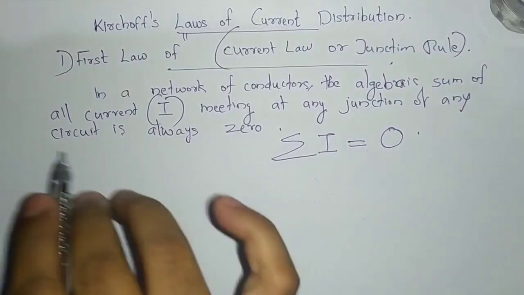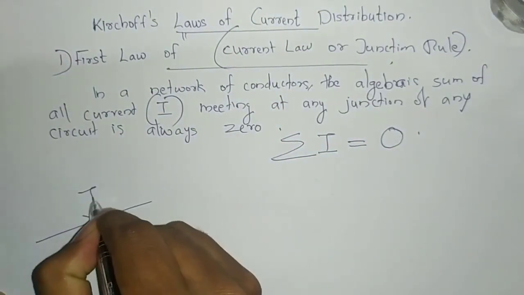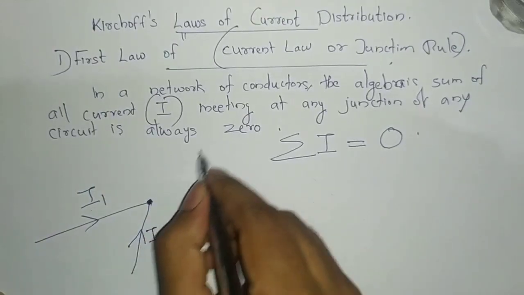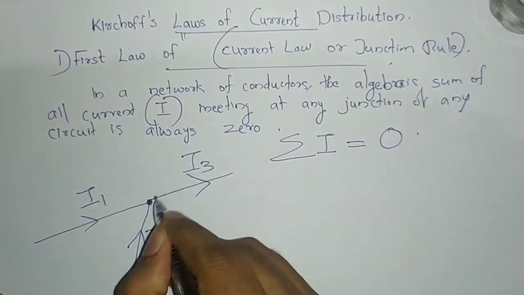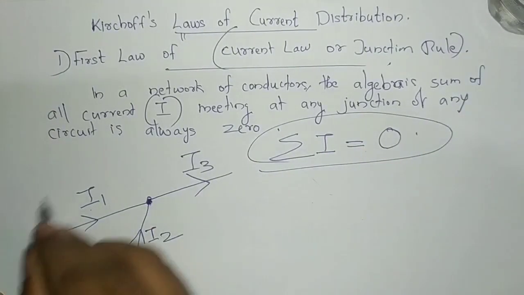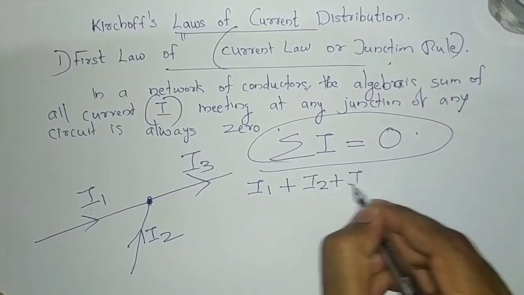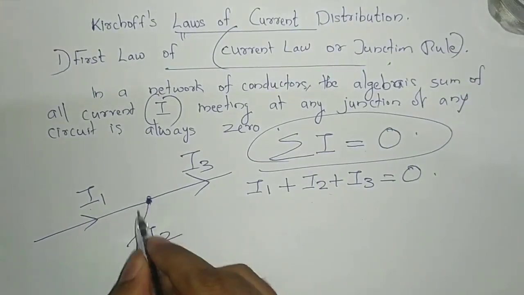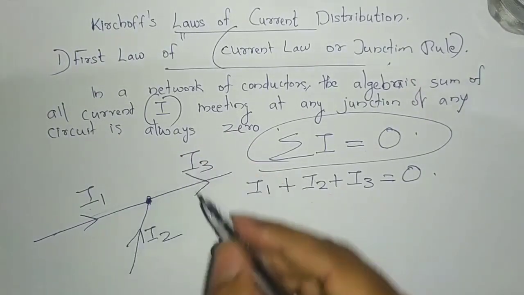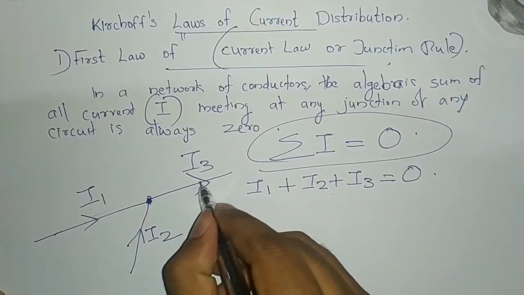Let's see this law through different diagrams. Now a current I1 is coming to this junction, a current I2 is coming again to the same junction, and a current I3 is leaving from this particular junction. According to Kirchhoff's rule, the sum of all these currents should be equal to 0. That means I1 plus I2 plus I3 should be equal to 0. Out of these currents, I1 and I2 are coming into the junction and I3 is leaving the junction. So to indicate that leaving process, we will use the I3 value as negative.